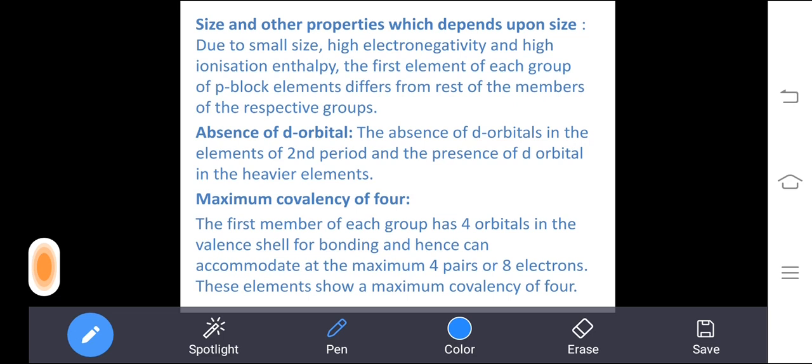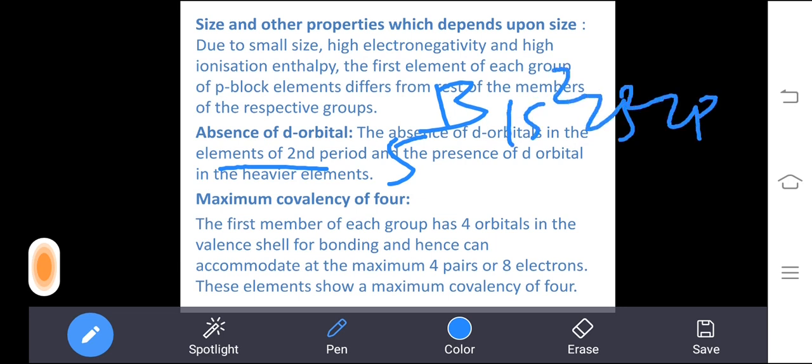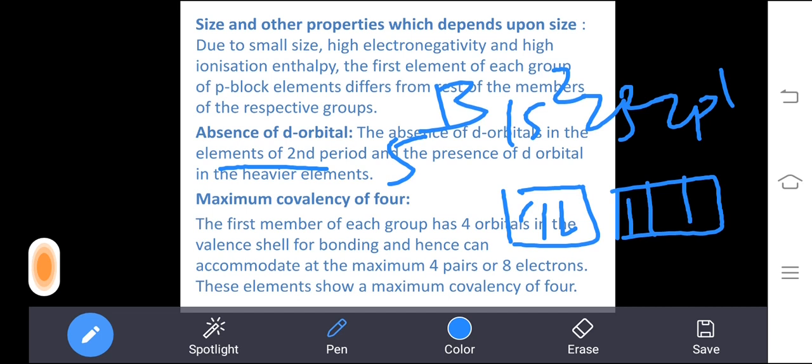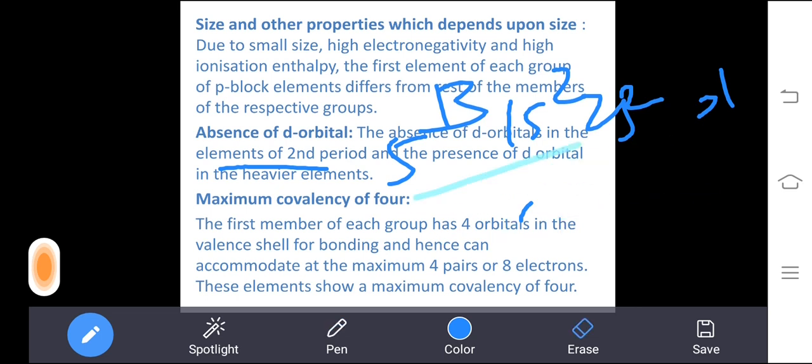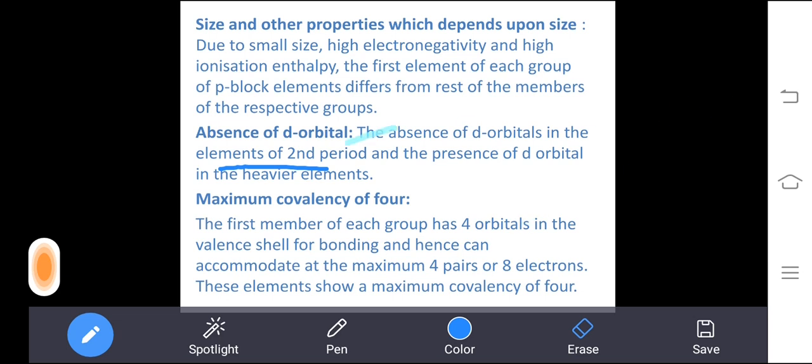Then the absence of d orbitals in the elements of the second period. If you take boron, the atomic number is 5, so 1s2, 2s2, 2p1. The outermost orbitals are 2s and 2p, with one electron in 2px, and there is no d orbital. Only s and p are there. For all other elements in the same group, when we move down the group, the d orbitals are present.